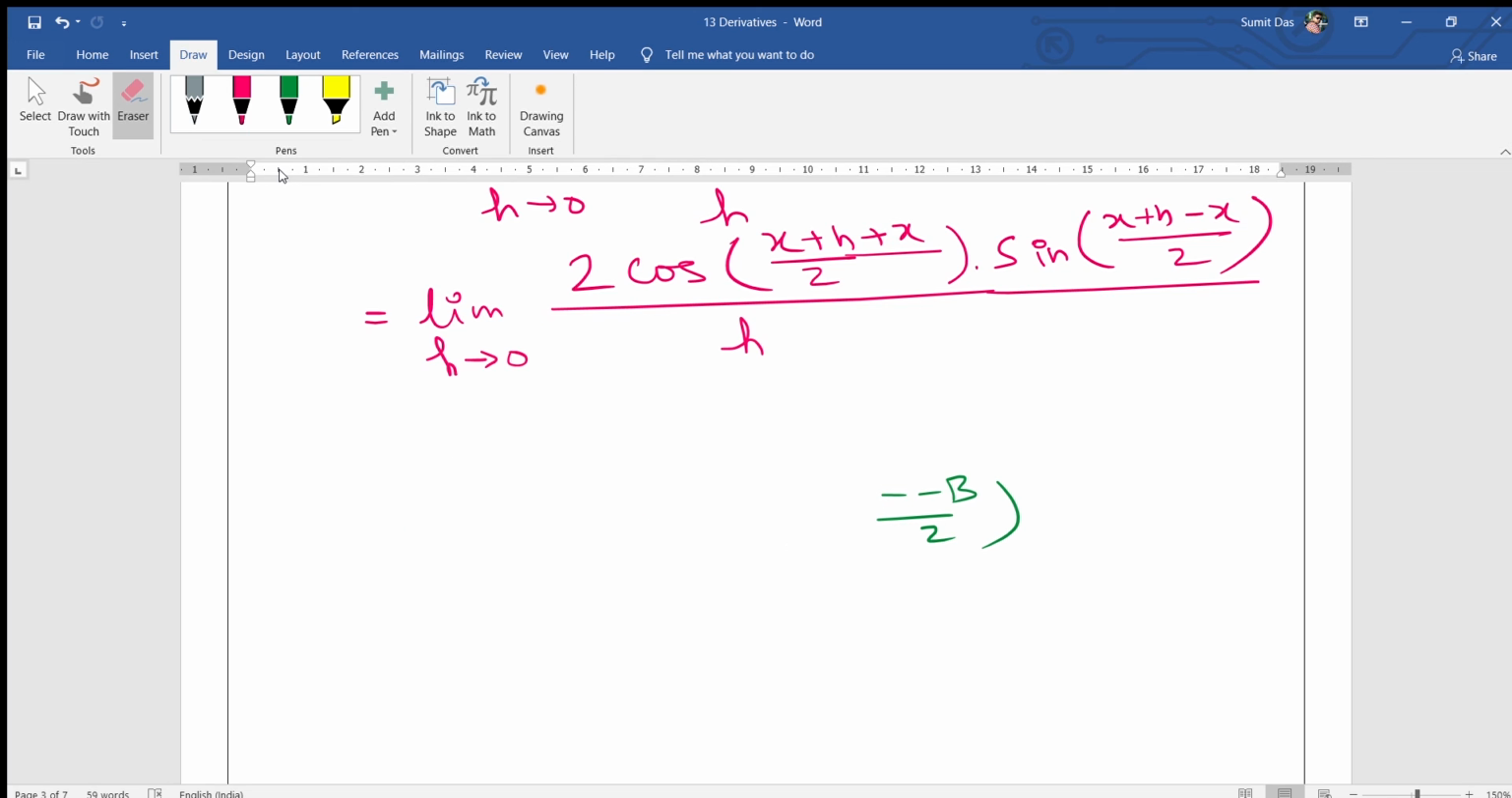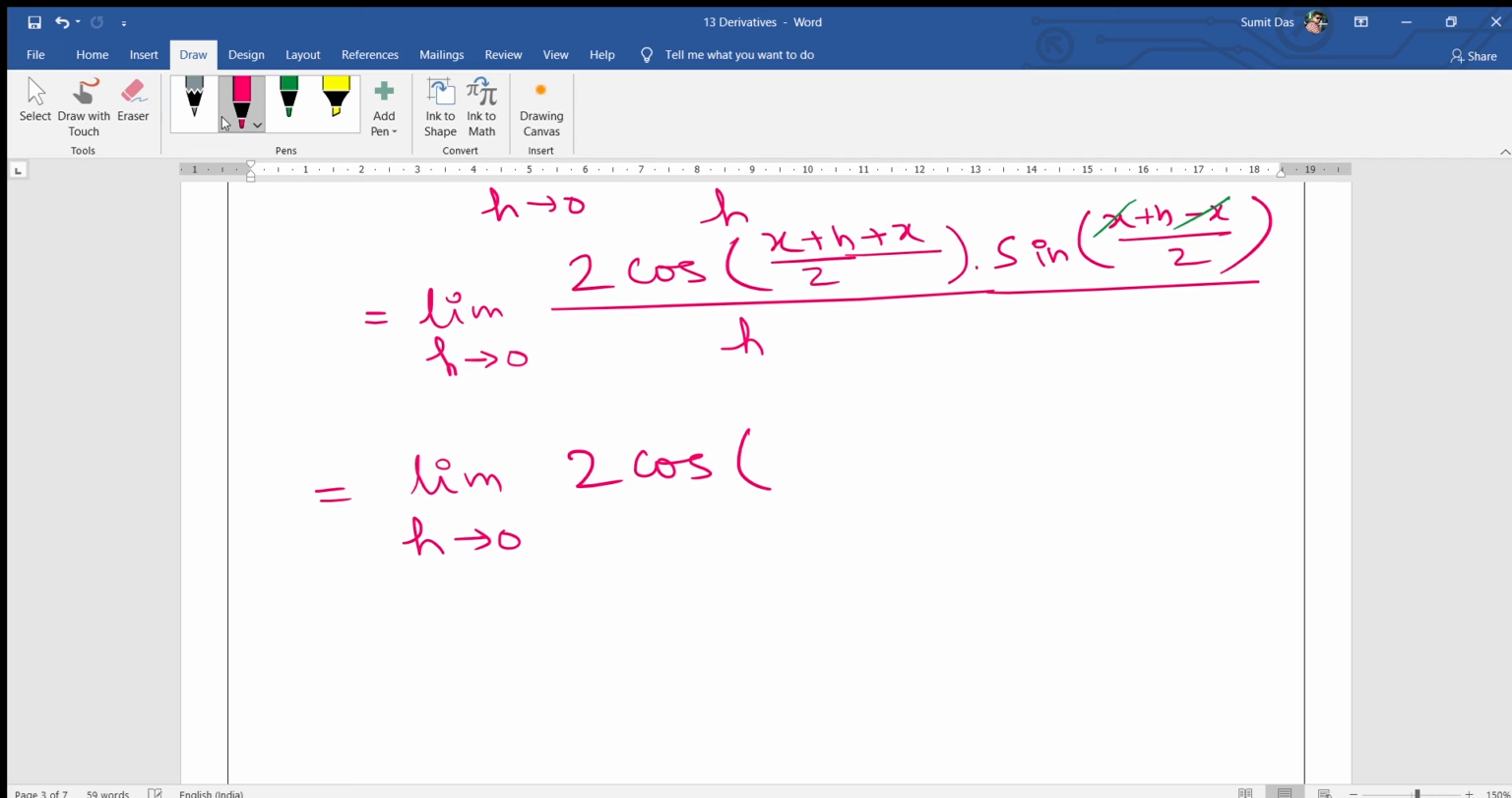So now you can see here x and x cancel. So what will remain? Limit h tends to 0. Here I can write 2 cos (2x plus h) by 2, and here I am writing sin h by 2, here h by 2 into 2.